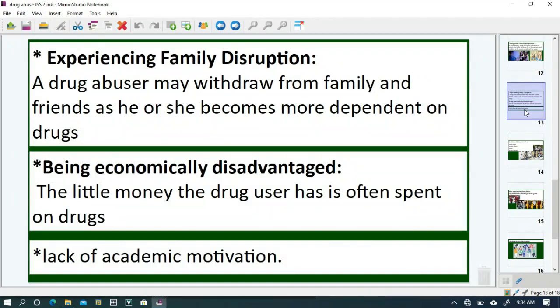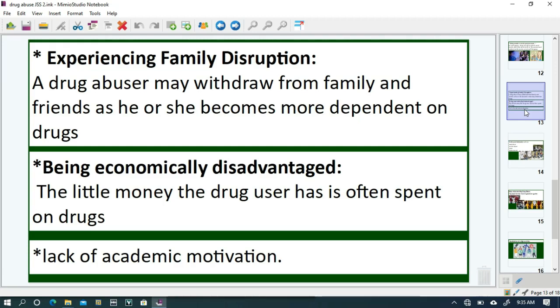Experiencing family disruption. A drug abuser may withdraw from family and friends as he or she becomes more dependent on drugs, so as to be able to control or manage bad experiences or certain awkward situations that are going on in his life, and may take to drugs.